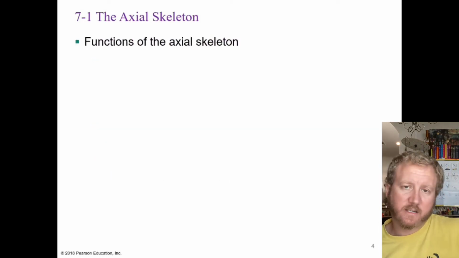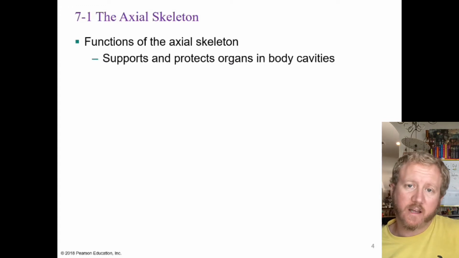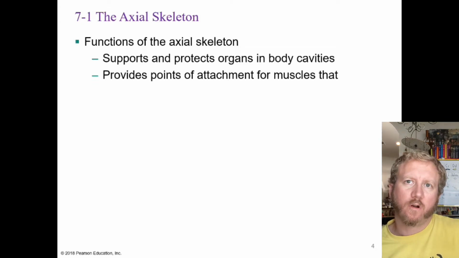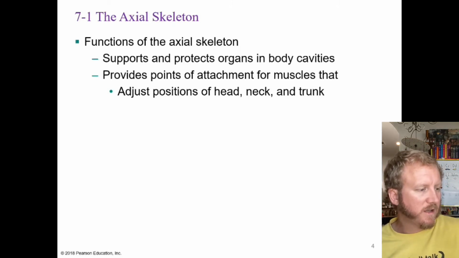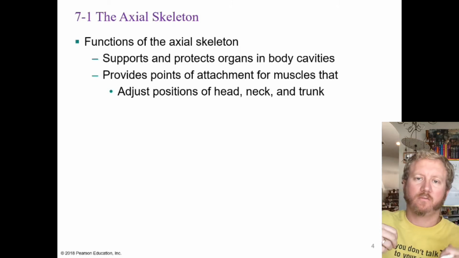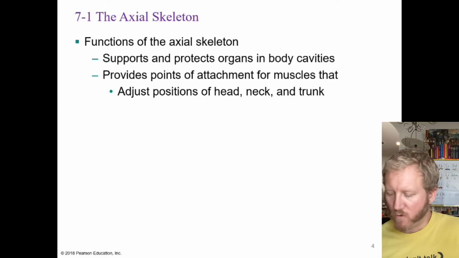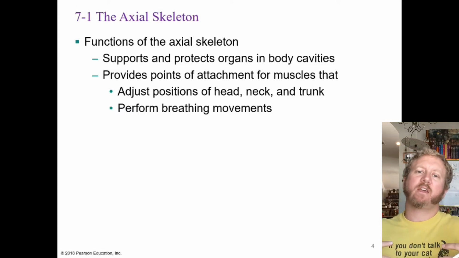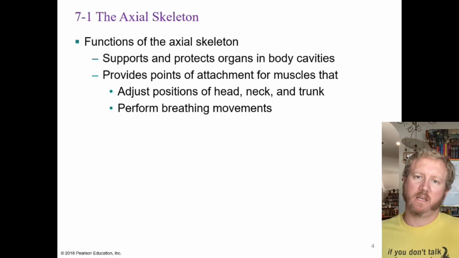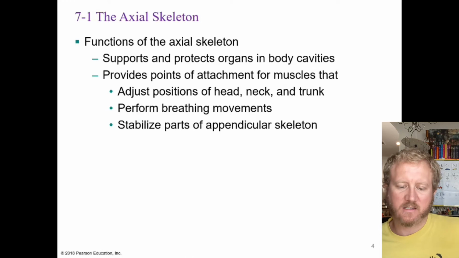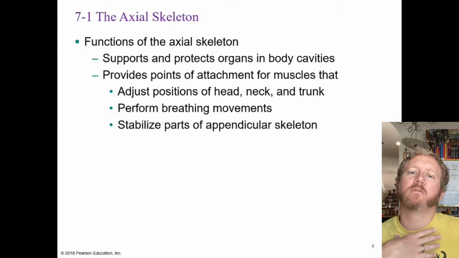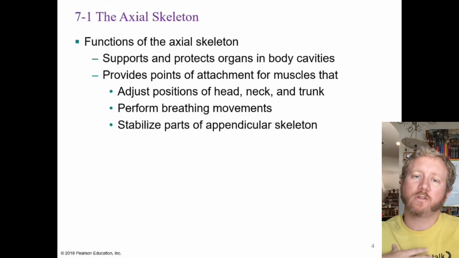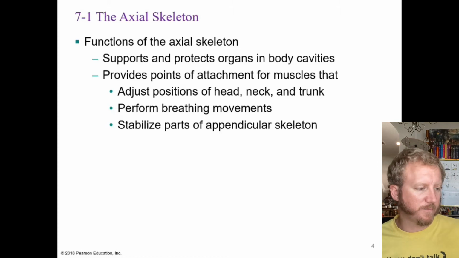All right, so the axial skeleton supports and protects the organs of the body cavities. It also provides muscle attachments for muscles that move the head, adjust the position of the head, the neck, and the trunk, right? So that's your chest and your abdomen. Perform breathing movements. So when you're actually breathing, that's movement of the muscles that are attached to your rib cage. And stabilizing parts of the appendicular skeleton. And so those will provide points of attachment for your shoulder girdles and your pelvic girdles, which we talk about in the next video.